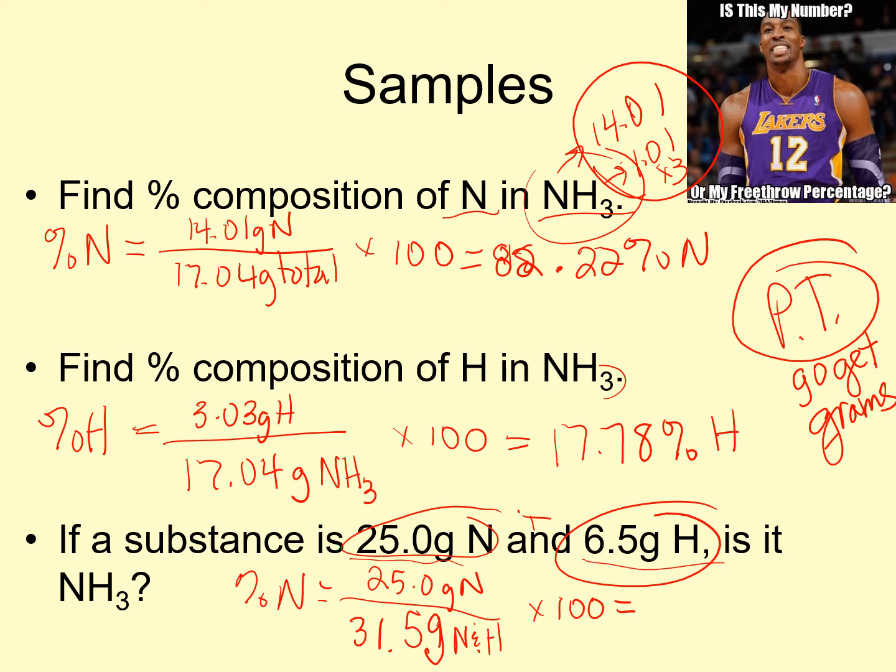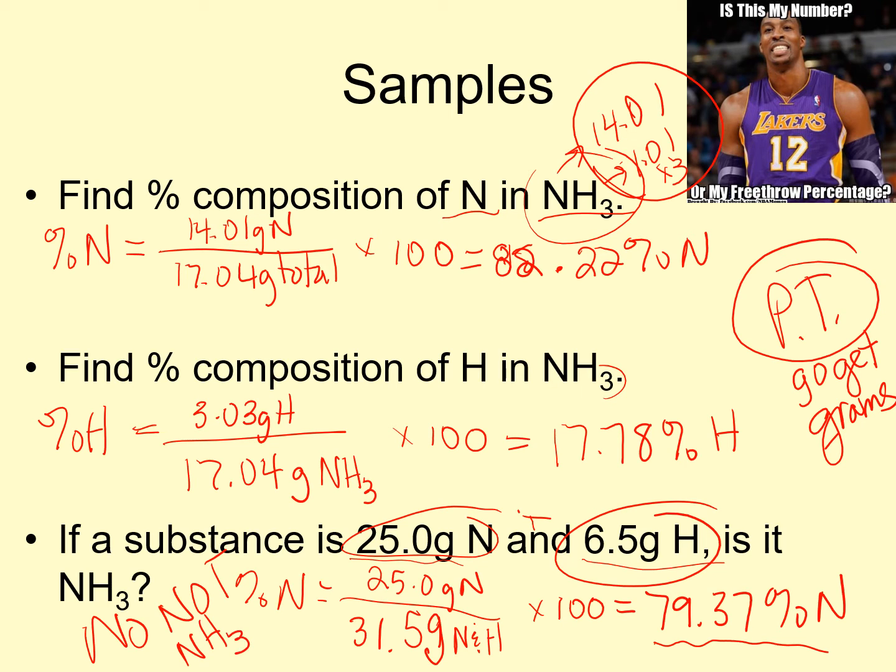We find out that this substance is 79.37% N. Wait a second. NH3, and we learned this in the last unit, that if it's a percent N and a percent H to be a compound, then it always has to be that. This only has 79.37% nitrogen, so no, this is not NH3. So percent composition helps us find identity.